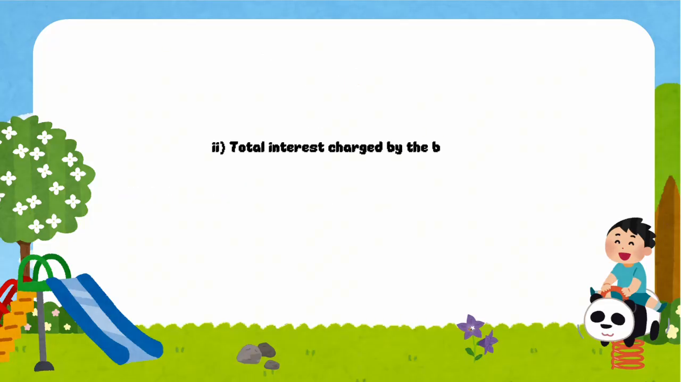We use the formula I equals NR minus A. Then we sub the values inside to get RM 10,362.88.